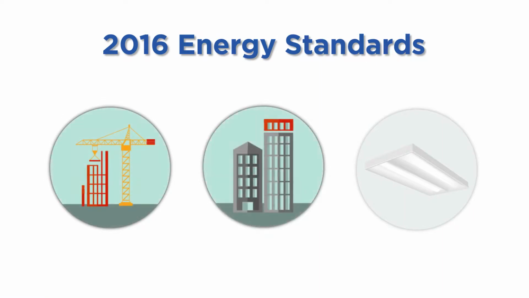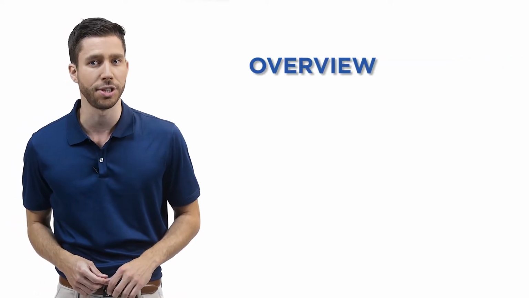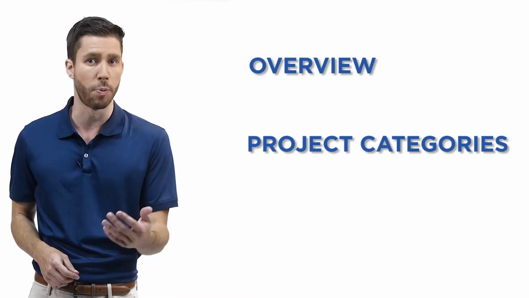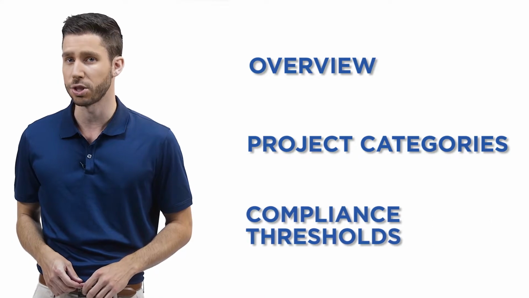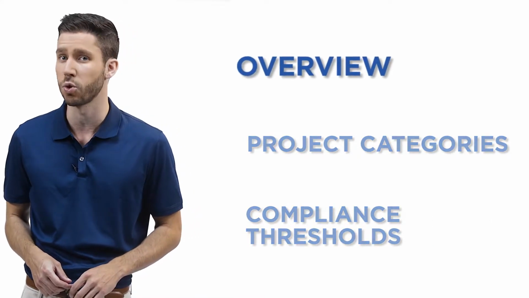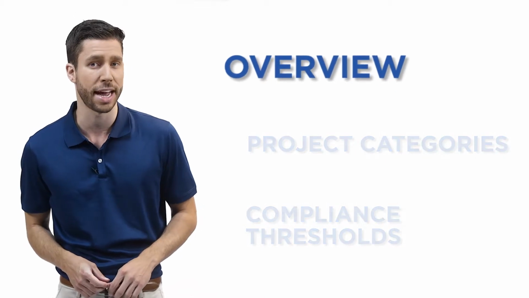The 2016 Energy Standards focus on several key areas to improve the energy efficiency of newly constructed buildings, additions, and alterations to existing buildings. In this module, we'll cover an overview of indoor lighting alterations, the project categories for indoor lighting alterations and their scope of work, and compliance thresholds. Let's start with an overview of lighting alterations contained in the 2016 Energy Standards.